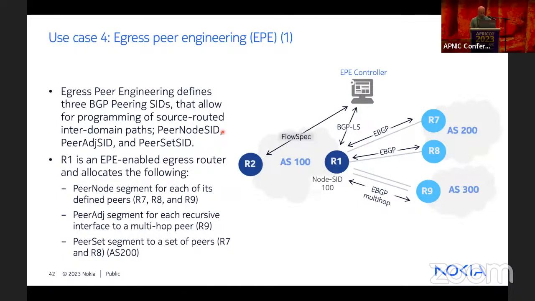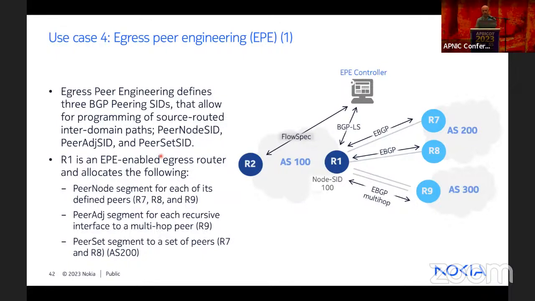So in this case here, we have an autonomous system that has a router R2, and it also has a router R1 that is connected to a couple of other autonomous systems. R1 is connected to AS200 through two peers, R7 and R8 in AS200. So you've got a peering between R1 and R7, and between R1 and R8. And then you've got two adjacencies, two links to R9. So R1 to R9, two links, and you're running eBGP multi-hop there. Pretty straightforward.